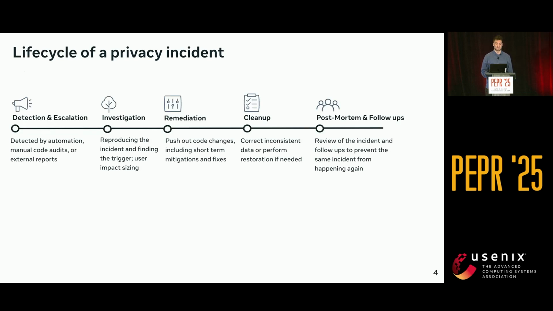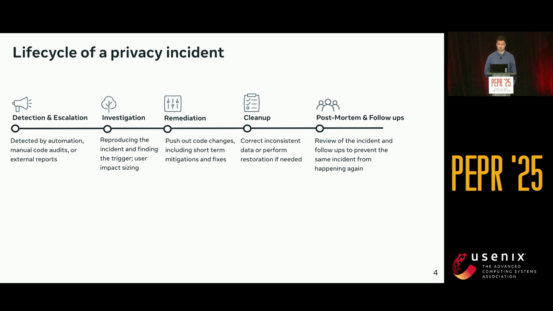When a privacy incident happens, there's a typical life cycle that it goes through. The incident is first detected either automatically, by employees, or reported to us directly by users. We then file an incident and loop in the right people to investigate and find the trigger through debugging as well as impact sizing. Then we fix the problem with short-term mitigations and deeper fixes depending on what's broken. If user data needs to be restored or fixed, we do that in the cleanup stage.